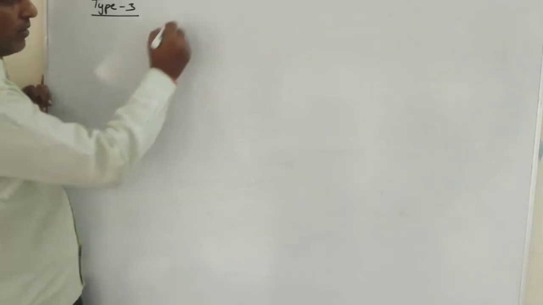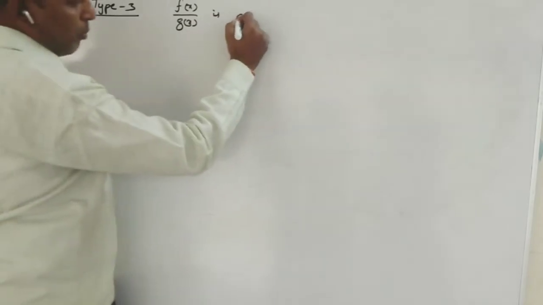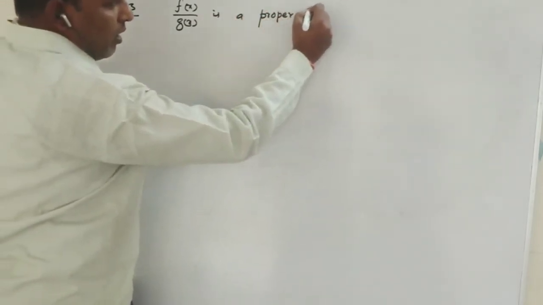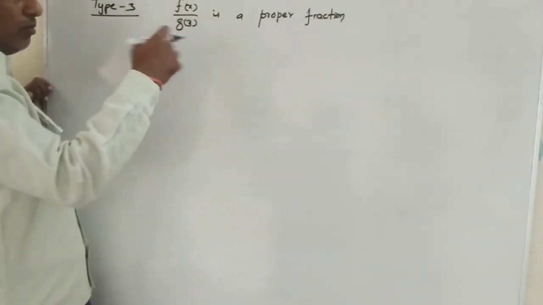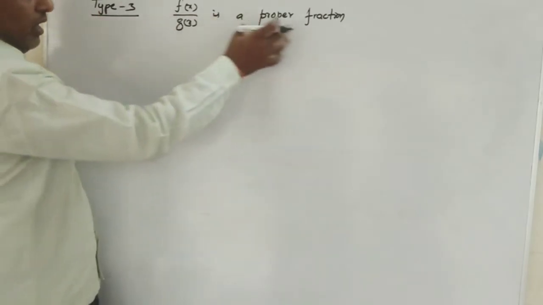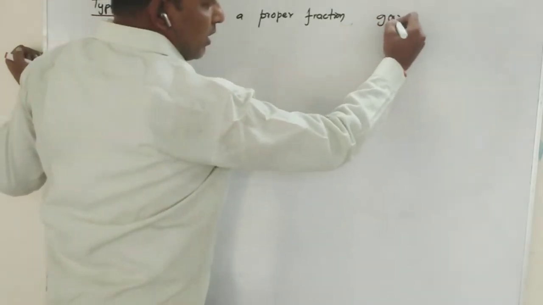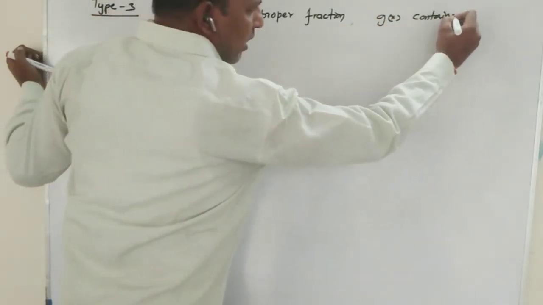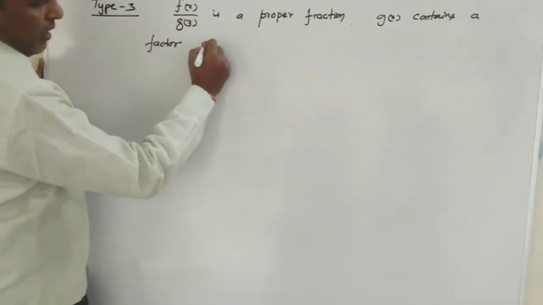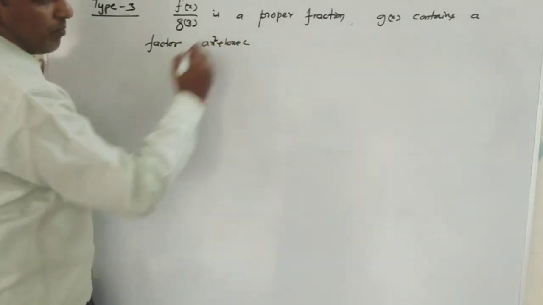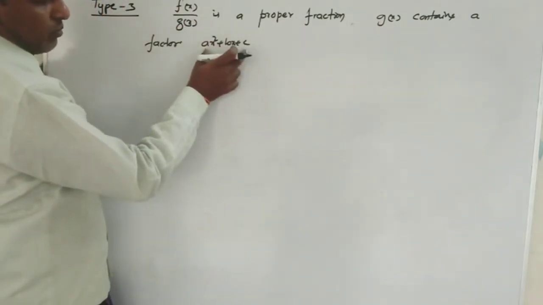What type 3 says is f of x by g of x is a proper fraction. We are in proper fractions, resolving f of x by g of x into partial fractions. That means type 3: f of x by g of x is a proper fraction, and g of x, the denominator, contains a factor ax square plus bx plus c.